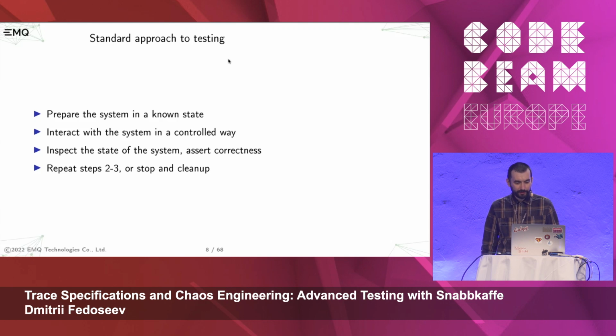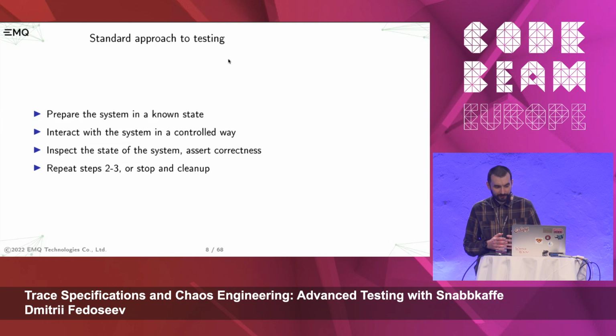First of all, we prepare the system in a known state. We need to configure our application, possibly set up the mocks, and start it. If the system interacts with a third-party service, say Kafka, we need to prepare it as well. In the end, this gives us a system in a known state.